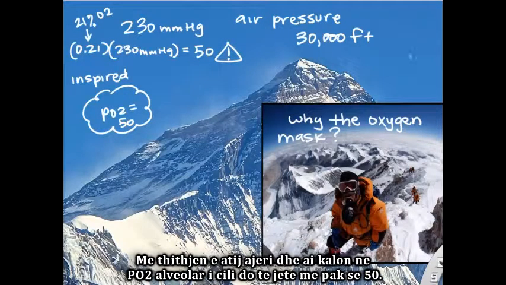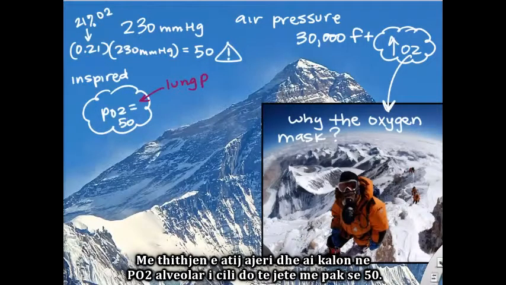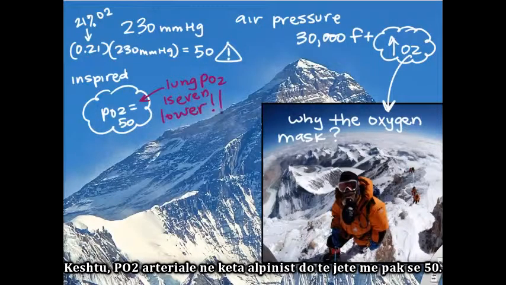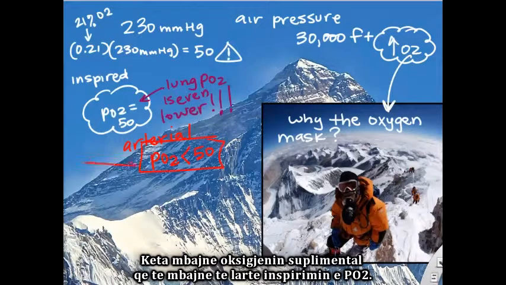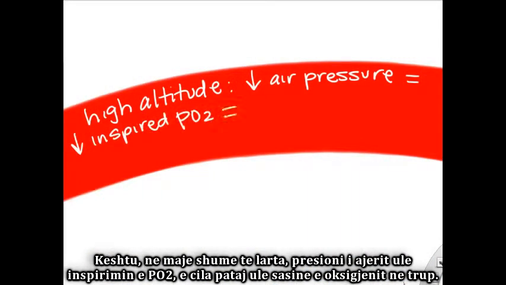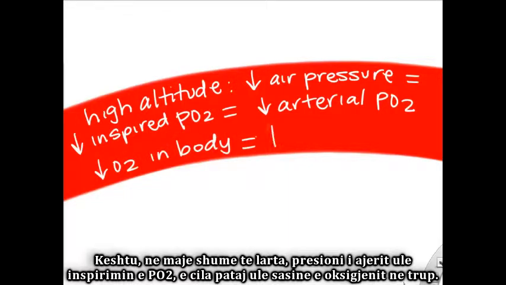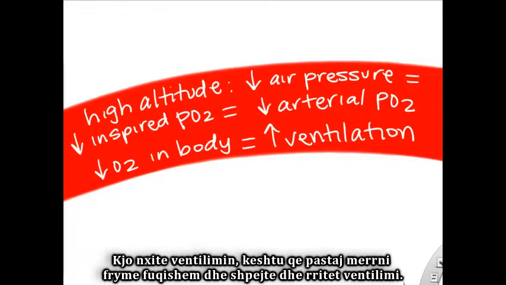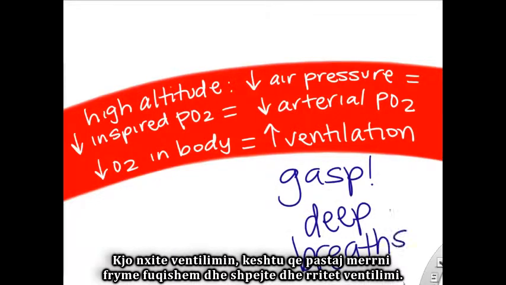And so once you breathe that air into your body, and actually get the alveolar PO2, it's actually less than 50. And so the arterial PO2 in these climbers would be less than 50. They use supplemental oxygen, though, to keep their inspired PO2 higher. So at very high altitude, the low air pressure decreases the inspired PO2, which decreases the amount of oxygen in your body. This stimulates ventilation so that you breathe harder and faster and increase your ventilation.